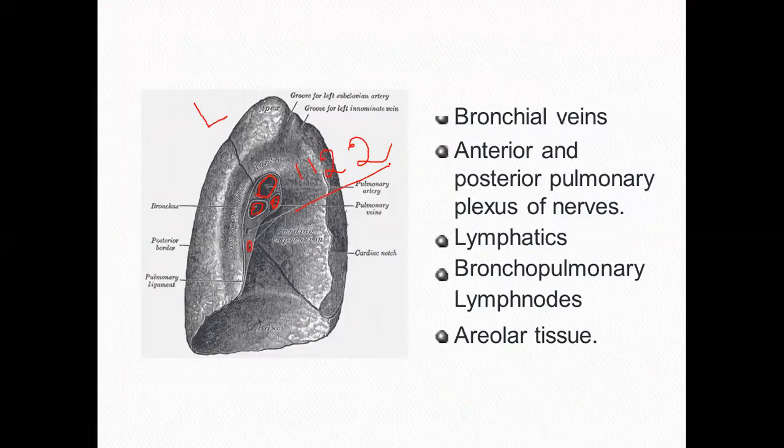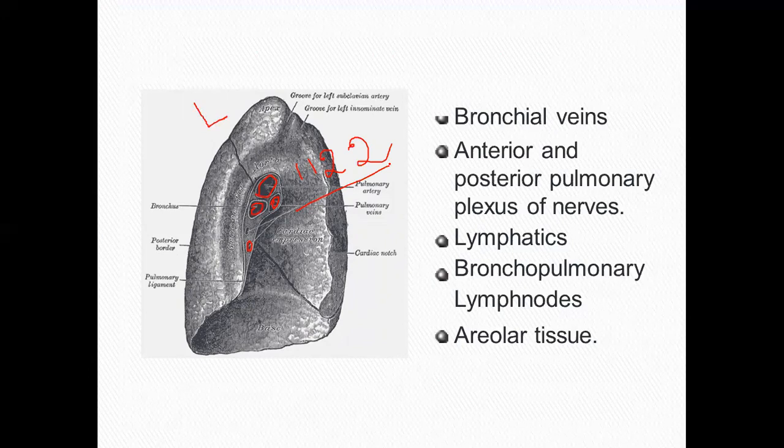So remember, this is on the right side. Apart from this, in the picture it is not visible, some other structures also will be present on both right side and left side. Those are anterior and posterior pulmonary plexus. Okay, pulmonary plexus of nerves. That means what? Plexus means group of nerves. Plus they will be having some lymphatics also and lymph nodes along with the areolar tissue. So this is common, on both sides it will be present.